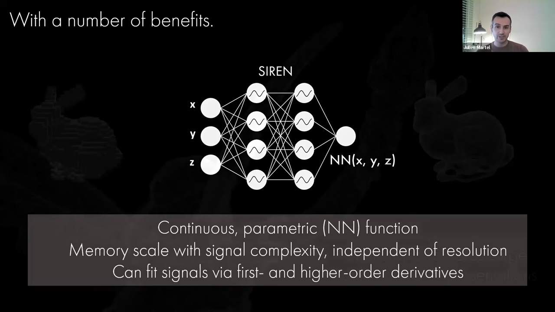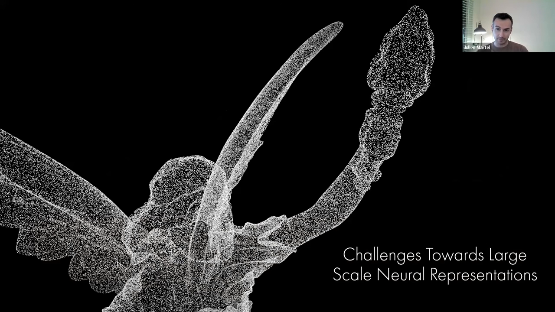So what are the challenges really towards using those data structures for everything? Could we even use them for everything? And can we, in particular, use them for very large scale applications, say millions of points, point clouds or gigapixel images? And so this is what we explored with David in this other application.